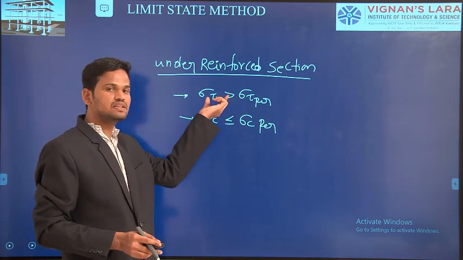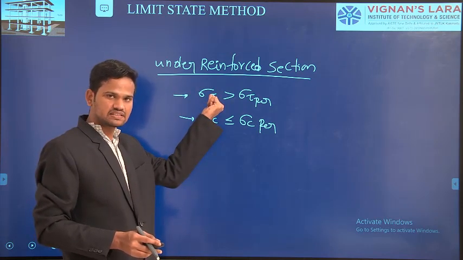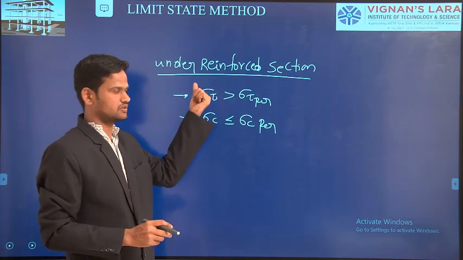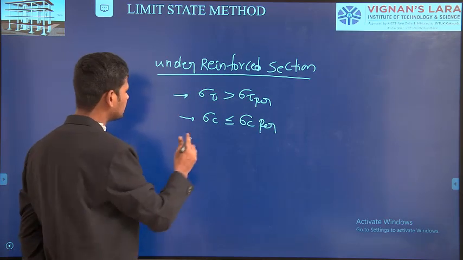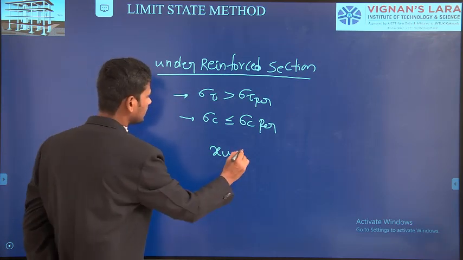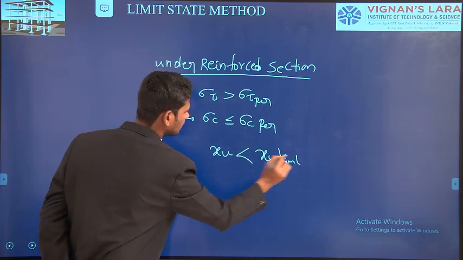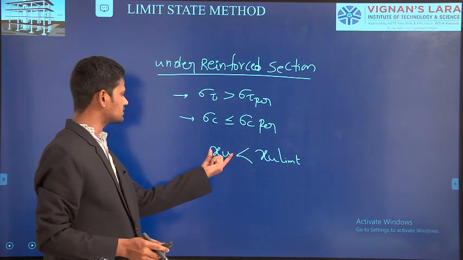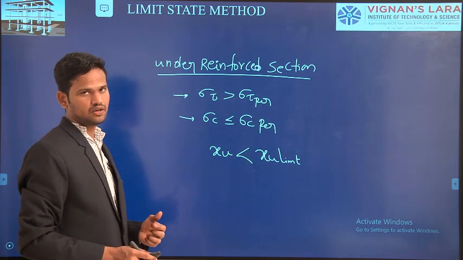Again, in this section, due to the lesser amount of steel, the load will be taken by the steel. Hence the steel may lead to yielding first. And for this under reinforced section, the actual depth of the neutral axis we are providing will be less than the limiting depth of the neutral axis. For an under reinforced section, this actual depth of the neutral axis will be less than the limiting depth of the neutral axis.